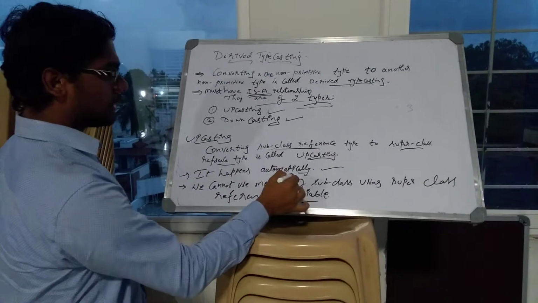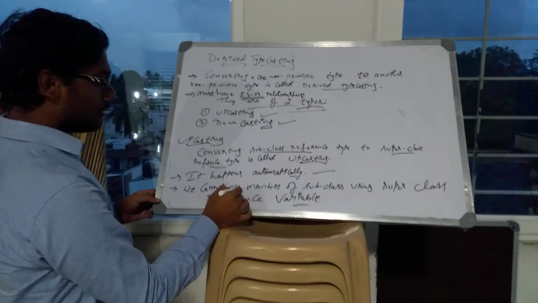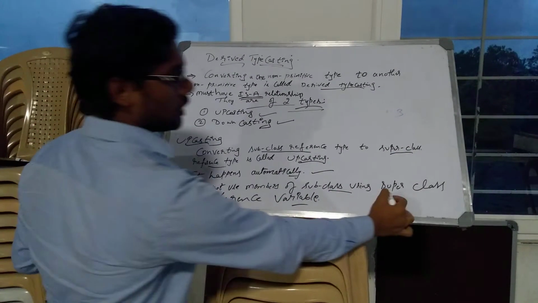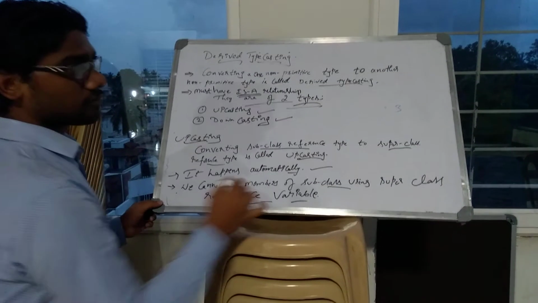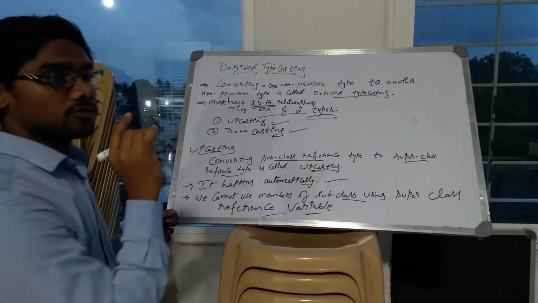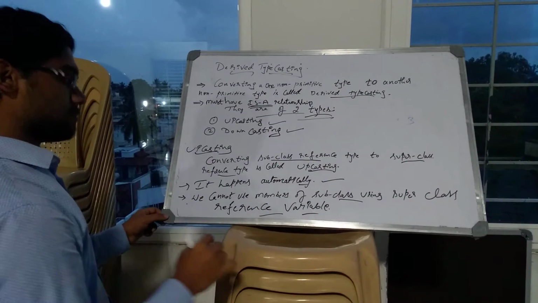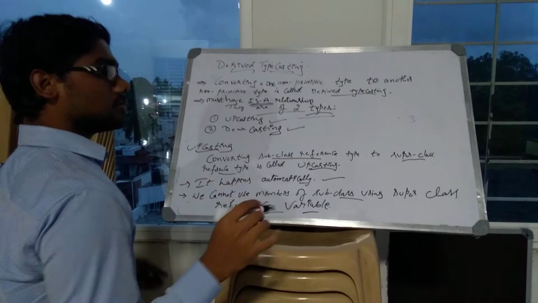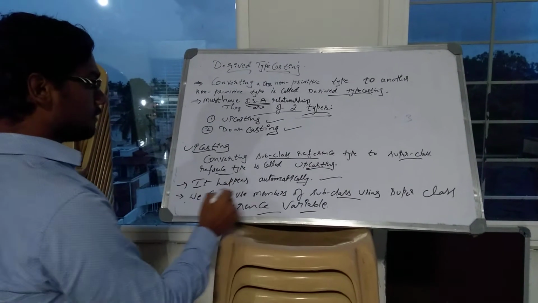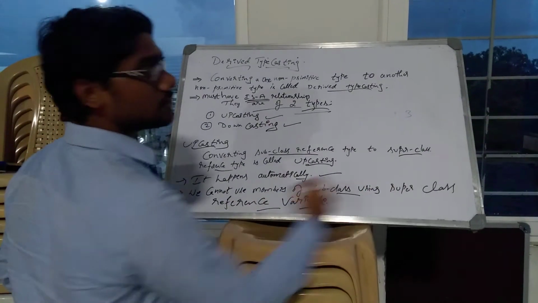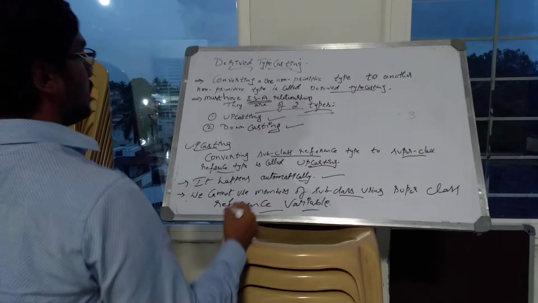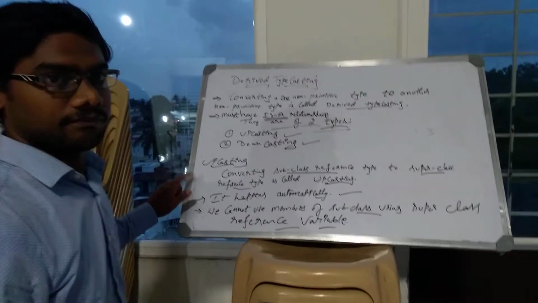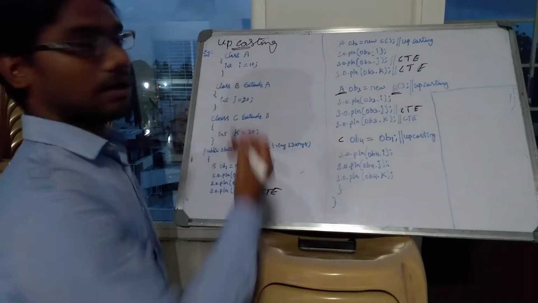It happens automatically in upcasting, and we cannot use members of the subclass using a superclass reference variable. We can only use the superclass members through the superclass reference variable. So this is upcasting. Let's take an example of upcasting.